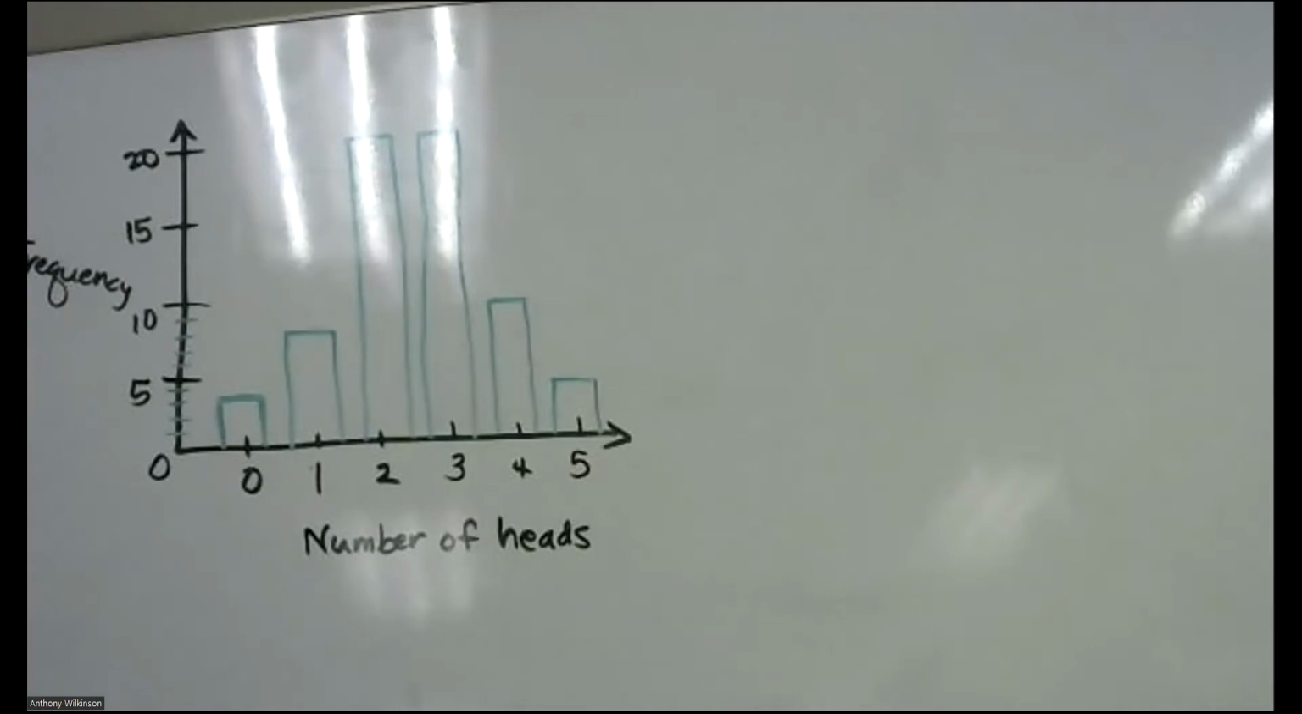So this is what a bar graph would look like for this situation when we toss 5 coins 63 times. This is based on the number of heads that were given. All right, questions on example 6.